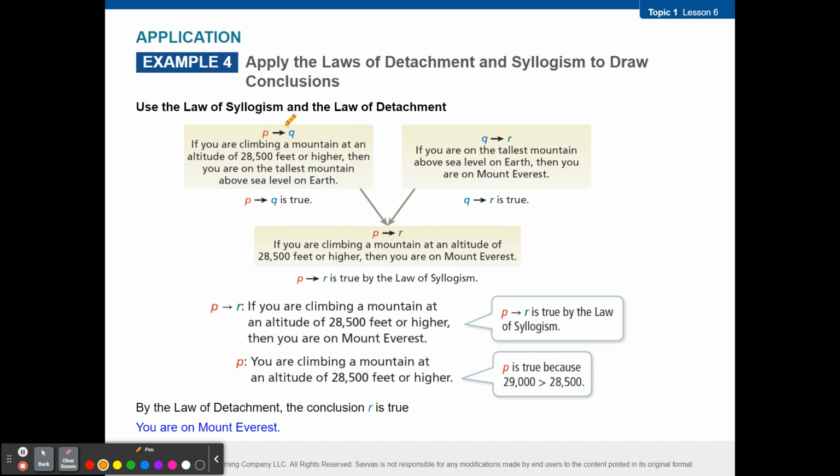In this case, it says if you are climbing a mountain at an altitude of 28,500 feet or higher, then you are on the tallest mountain above sea level. And now we're looking at the other conditional statement. If you are on the tallest mountain above sea level on Earth, then you are on Mount Everest. So you can conclude by the law of syllogism that if you are climbing a mountain at an altitude of 28,500 feet or higher, then you are on Mount Everest. So the question is, are you actually on Mount Everest? Yes, because you are climbing something that is 29,000 feet, which is higher than the 28,500. So by the law of detachment, you would see that you are, in fact, climbing Mount Everest.